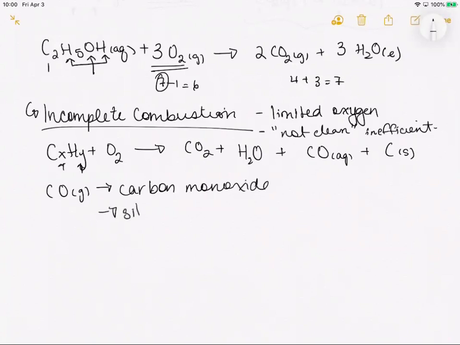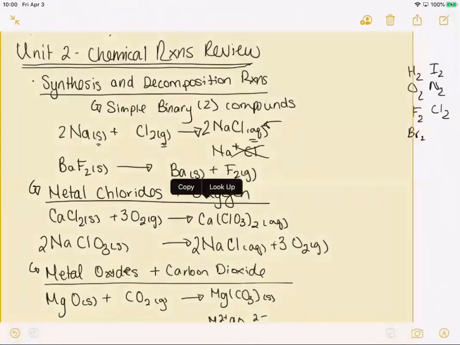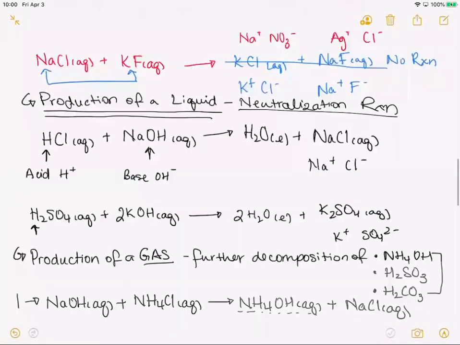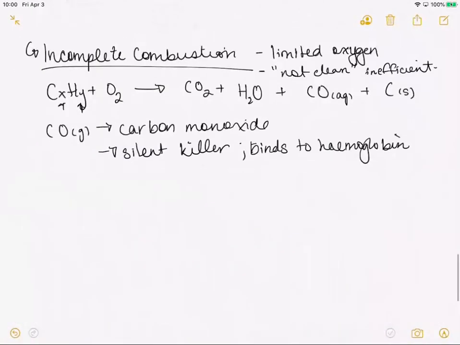And this is the silent killer, right? It binds to hemoglobin. And it will slowly cause you to suffocate. You're still breathing, but because your red blood cells cannot transport oxygen, because the carbon monoxide has bound to the heme protein, it has a higher affinity to the heme protein than oxygen. Your blood's flowing, you're breathing, but there's no oxygen going around your body.